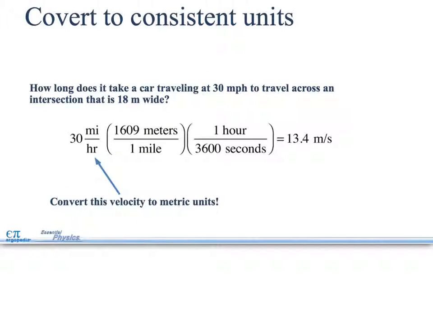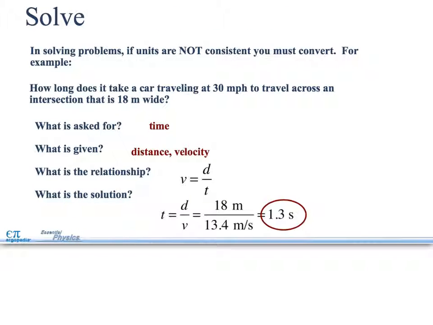So, how long does it take the car to travel? Well, we've got to take 30 miles per hour. We have 1 mile equals 1,609 meters. This mile crosses out with that mile. And then 1 hour is 3,600 seconds. This hour crosses out here, leaving me in meters per second, which is what I have here. Alright, so now if I plug this in and go 18, which is in meters, divided by 13.4 meters per second, now I get 1.3 seconds, which works because these meters cancel, leaving you in just seconds.